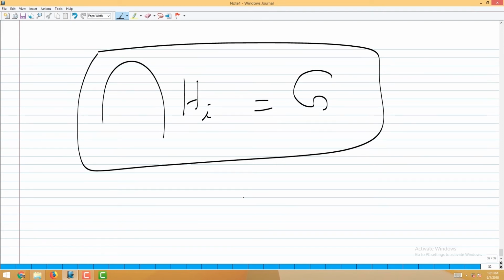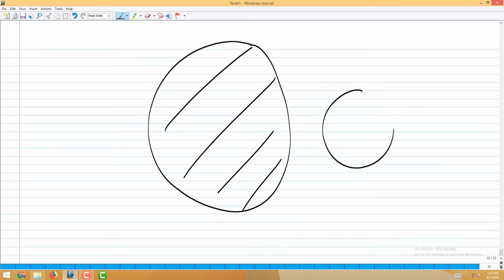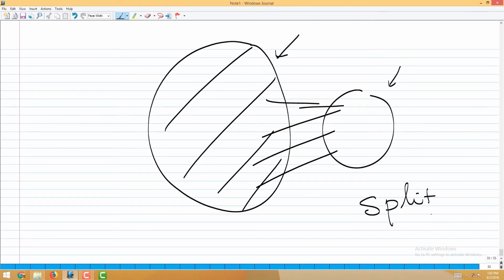So, does it mean that the boxicity of G is equal to H, just because you showed that the intersection of the HIs, i equal to 1 to H, gives G? Not necessarily, because the HIs are not interval graphs. If each HI was an interval graph, then we would be done, right. But it is not true, because this is actually a split graph, if you note. Yesterday I introduced the split graph. So, this is a clique and there are these edges between them. This is an independent set. On one side we have an independent set, on the other side there is a clique, and the edges are going across. This is a split graph, not an interval graph. A split graph is a chordal graph, but not an interval graph. We are still not there with the interval graphs.